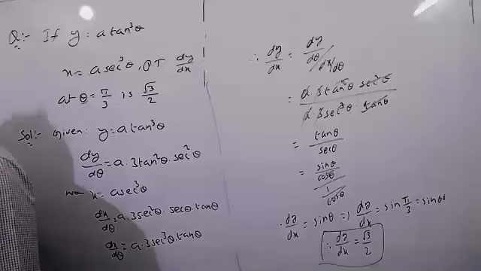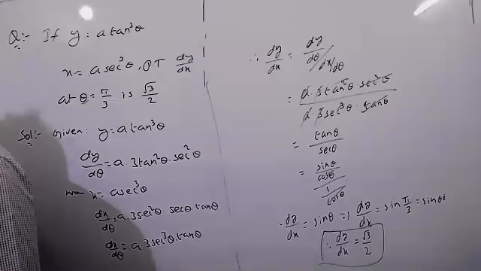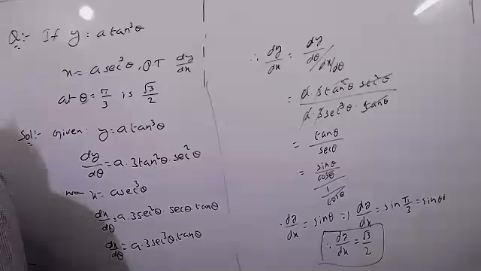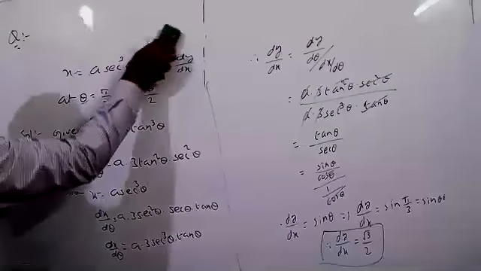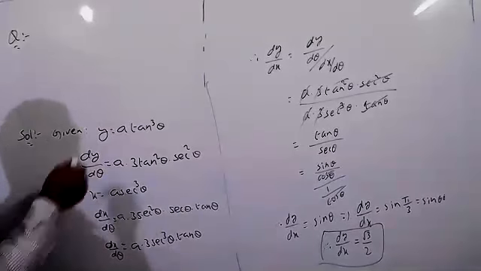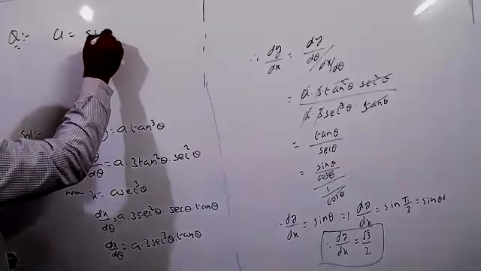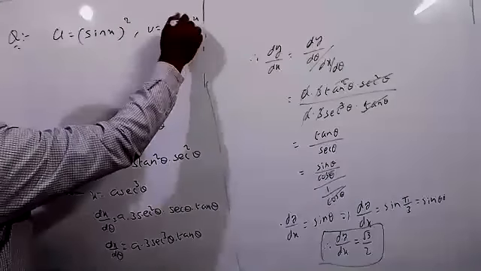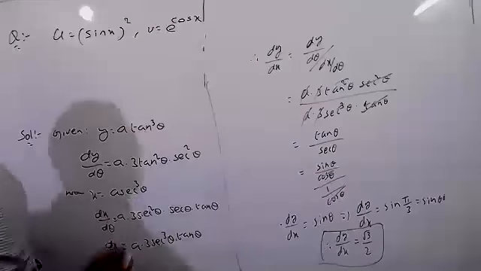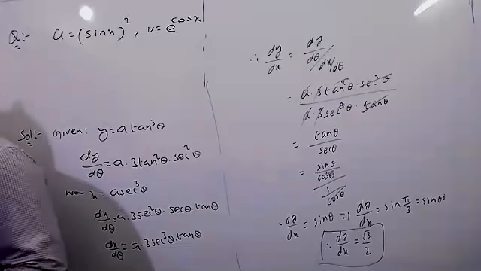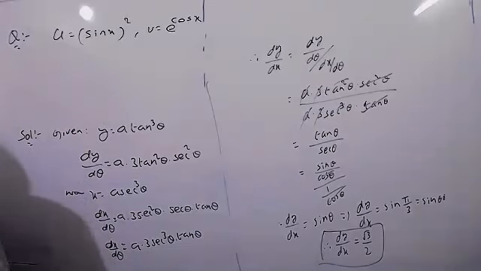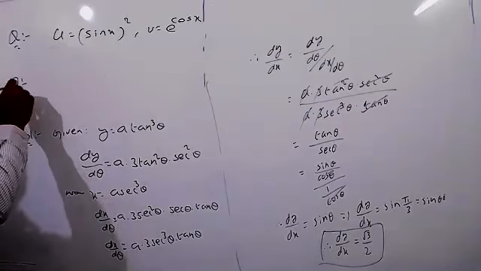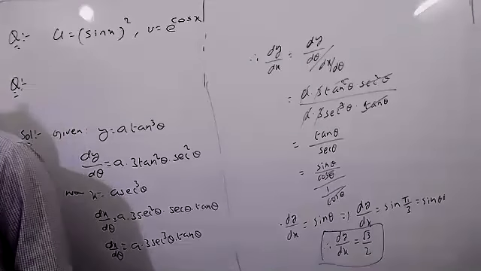Right now, u equal to sin x whole square and v equal to e power cos x. Find it. Then du by dv equal to how much? You can do it yourself. Very easy only. And second one, next one.